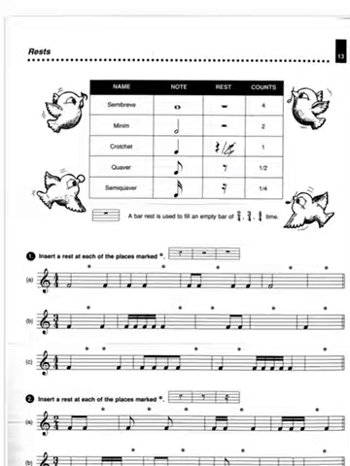Welcome to page 13. We are now looking at rests. While the notes that we've been writing have been indicating how high or low sound should be played and how long it should be held on for, rests, on the other hand, indicate moments of silence. And in music, the notes that you don't play or the moments of silence can be as important as the notes you do play.